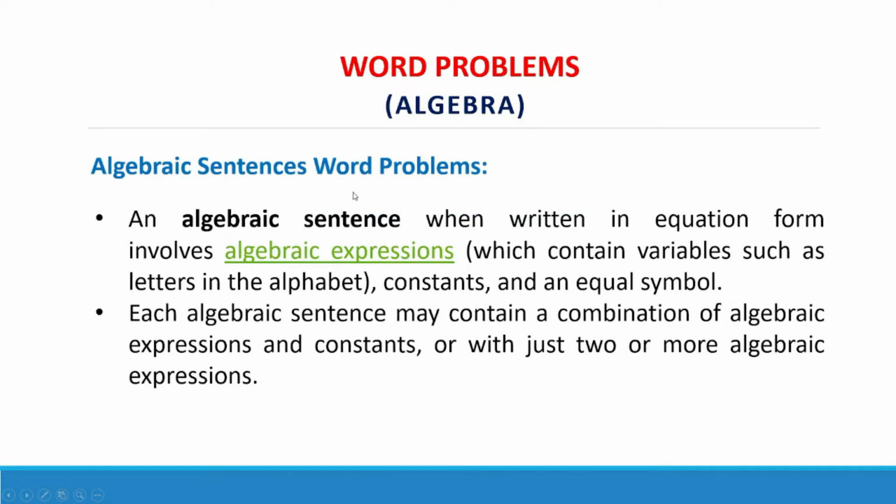Algebraic sentences in terms of word problems. An algebraic sentence, when written in equation form, involves algebraic expressions, which contain variables such as letters in the alphabet, constants, and an equal symbol. Each algebraic sentence may contain a combination of algebraic expressions and constants, or just 2 or more algebraic expressions.